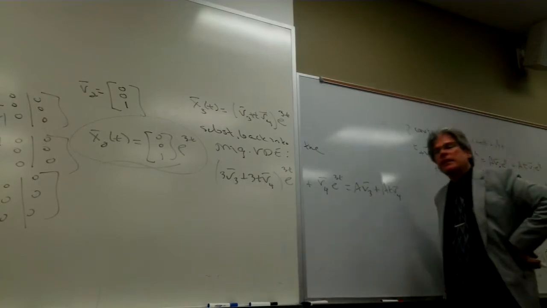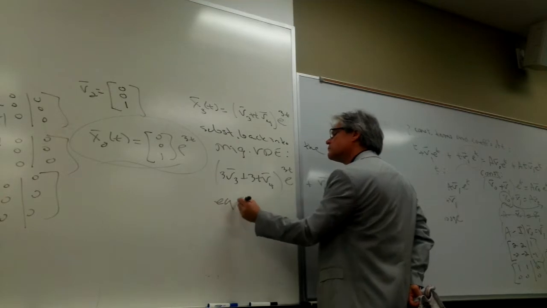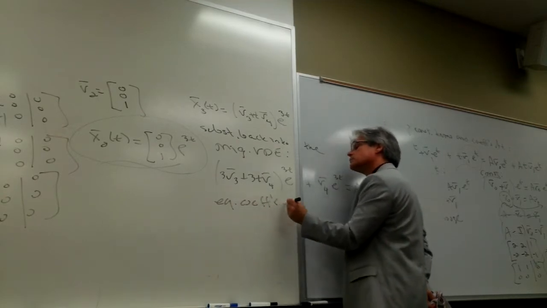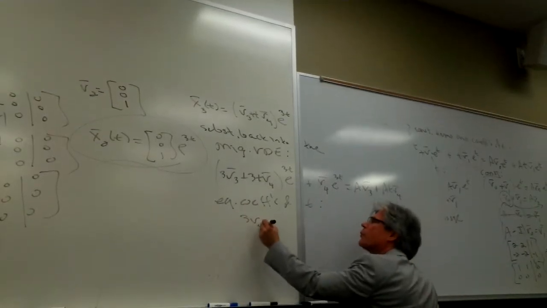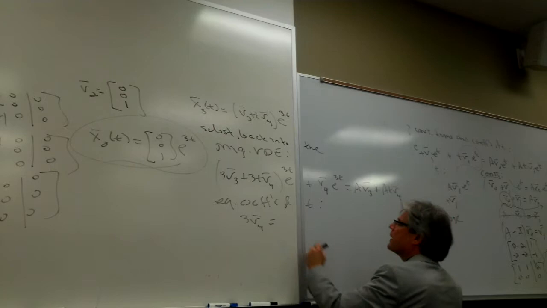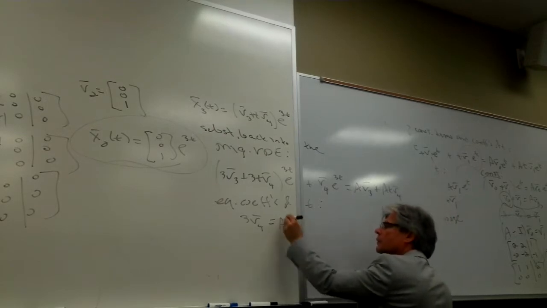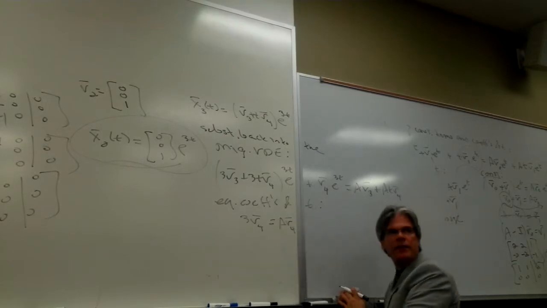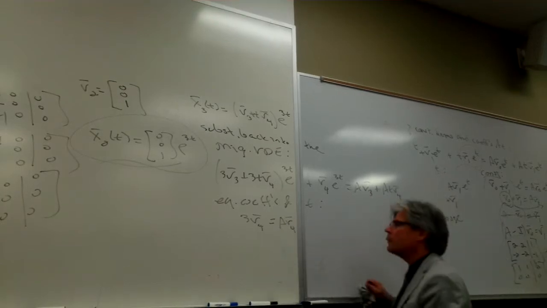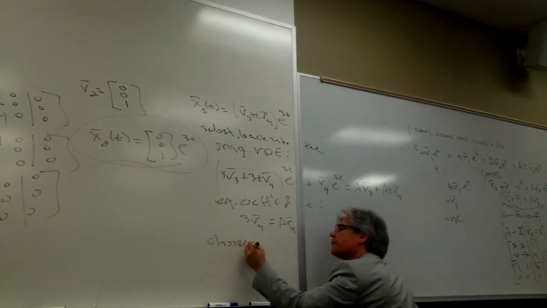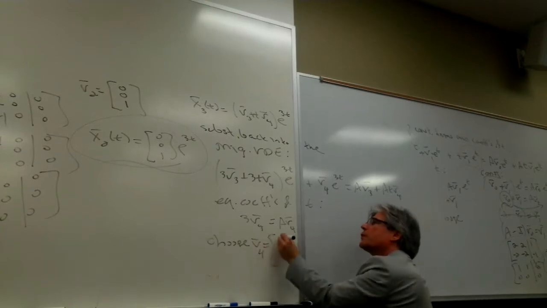And yet again, how about equating coefficients of t? I think what this tells me is that 3 times v sub 4 bar is equal to A times v sub 4 bar. By definition, that simply means that v sub 4 bar is going to be a corresponding eigenvector to the eigenvalue of positive 3. And I think I've already generated one. It's 0, 0, 1. So I will choose v sub 4 bar to be equal to that.